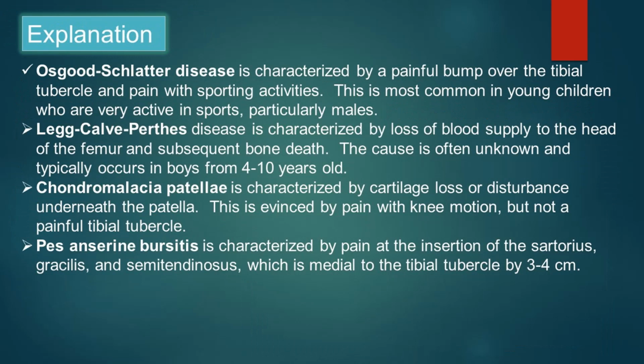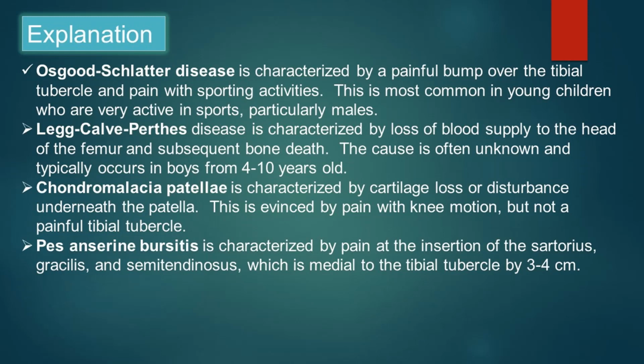On the other hand, Legg-Calvé-Perthes disease is characterized by loss of blood supply to the head of the femur and subsequent bone death. The cause is often unknown and it typically occurs in boys from 4 to 10 years old. In the case of chondromalacia patella, which is characterized by cartilage loss and disturbance in the underneath of the patella, it is evidenced by pain with knee motion, but not a painful tibial tubercle.